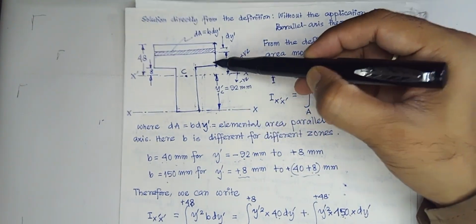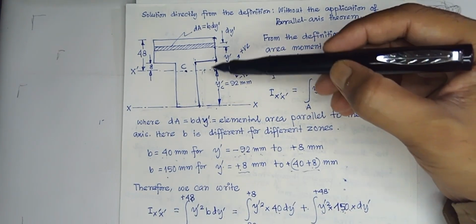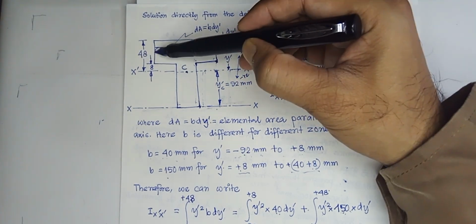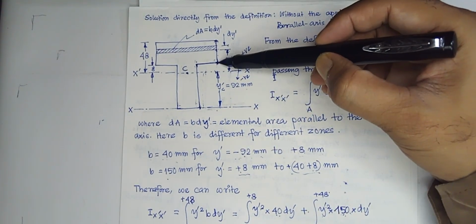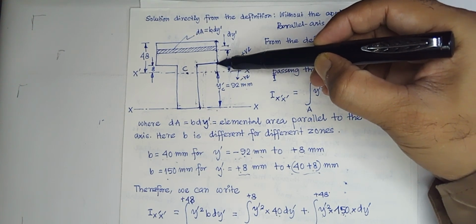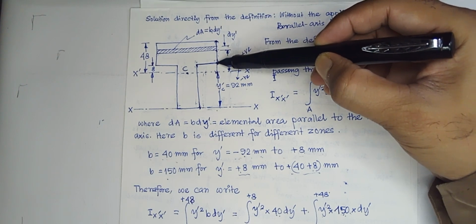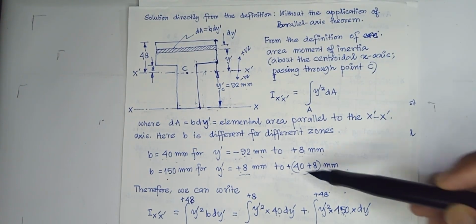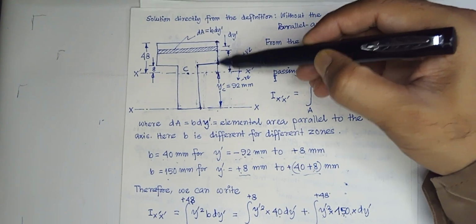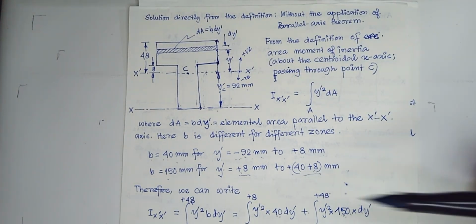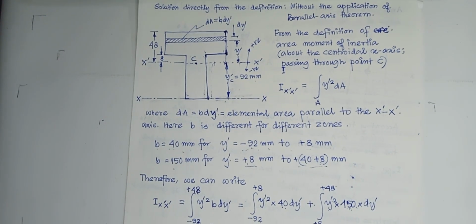Okay, 8 is measured from this part, and b is equal to 150 mm for y equal to plus 8, that means measured from this point, because from this point it is plus 8 and after that it is again 40. So plus 8 plus 40, that is 48. That means this is 40. So 8 to 48 it will be 40 mm, right? So that is 150. I guess it is clear.